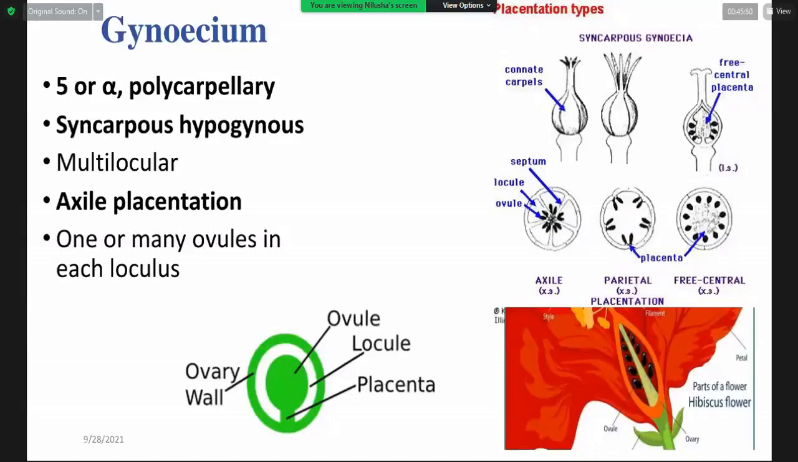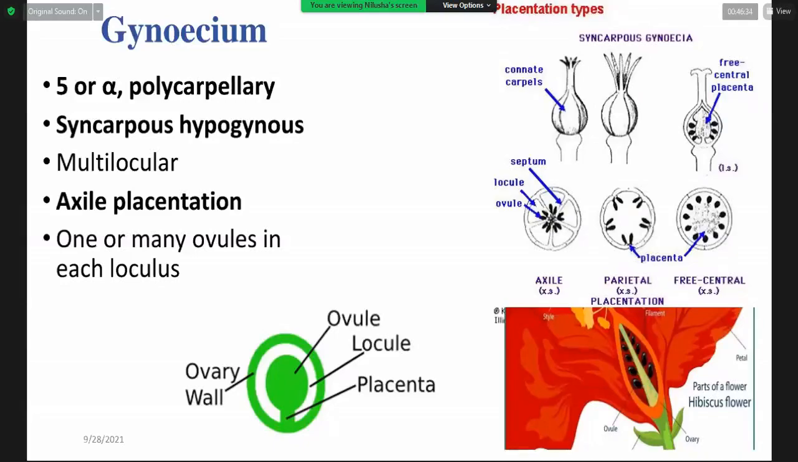The gynoecium has the character of being polycarpellary. Polycarpellary means the gynoecium has several carpels. And it is syncarpous. Syncarpous means these several carpels are united, so we call it syncarpous condition. Syncarpous and hypogynous. You already know what hypogynous means. The ovary is situated above the calyx, and the ovary is superior.